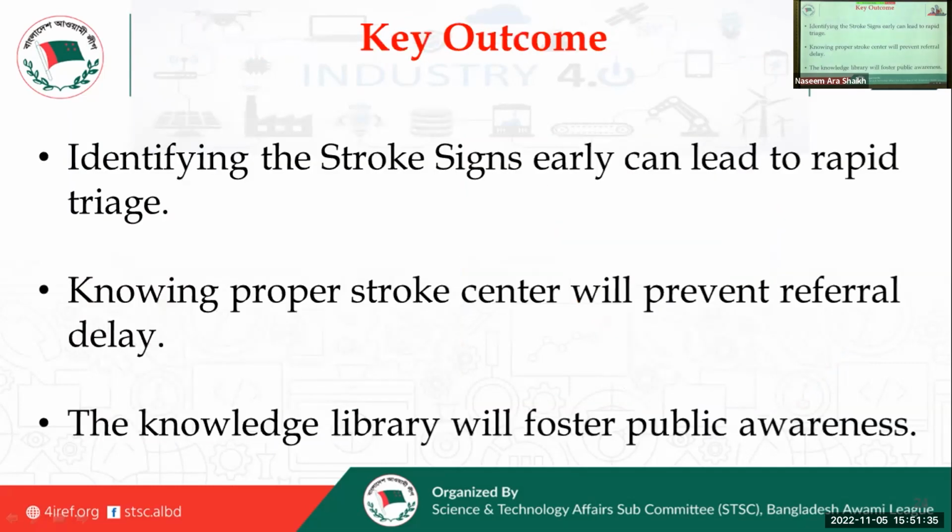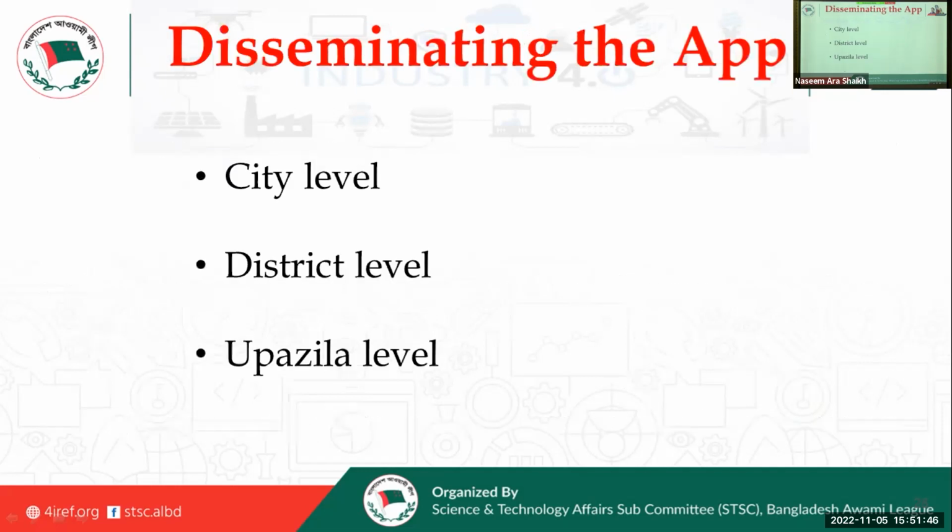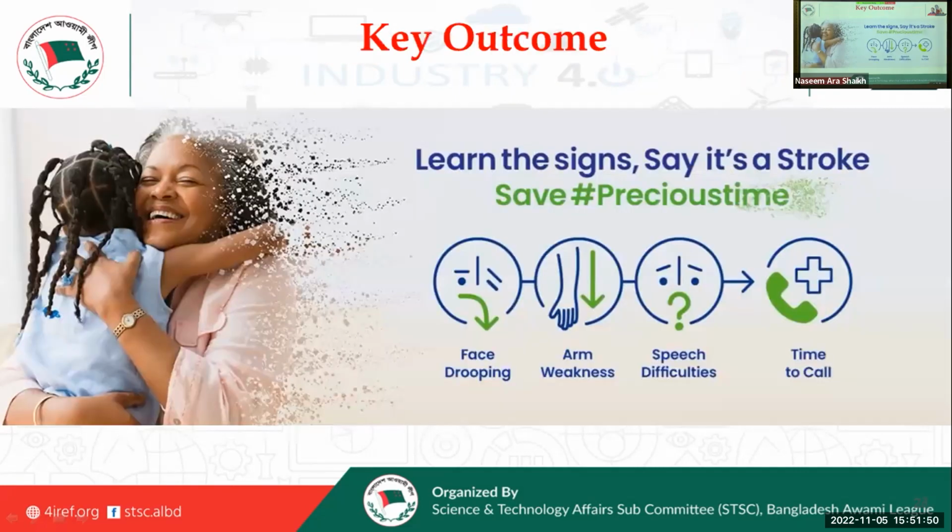So the key outcomes of the app are: identifying stroke signs early can lead to rapid triage. Knowing the proper stroke center will prevent referral delay. The knowledge library will foster public awareness. And we have a plan to disseminate the app down to Upazila level. And I would like to mention that this year's motto of Stroke Day, which was on 29 October, when we launched this application at Dhaka Medical College premises, was: learn the science, say it's a stroke, save precious time.